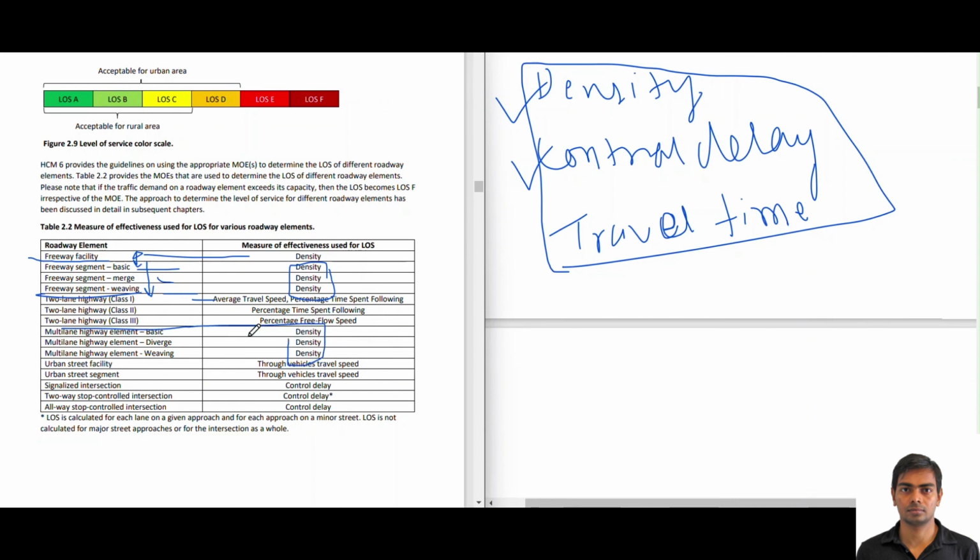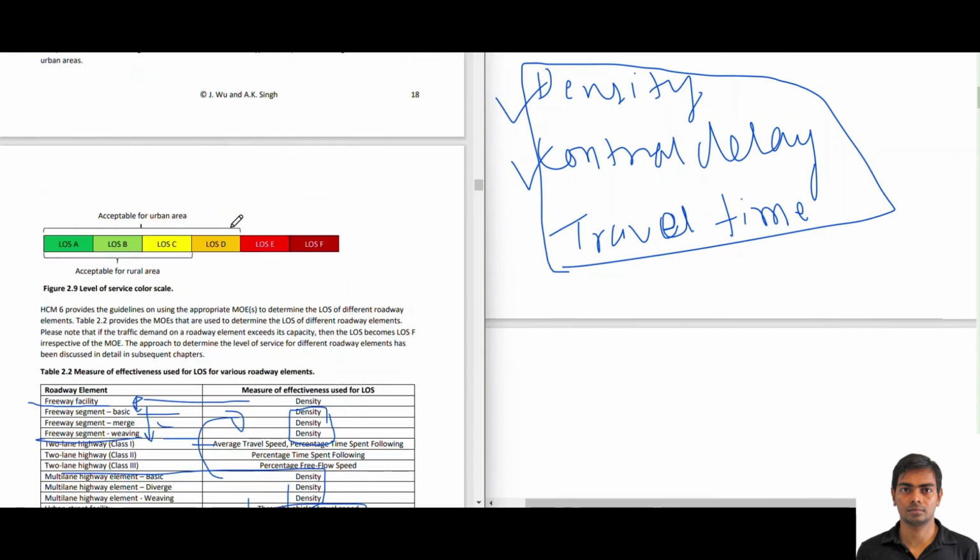Multi-lane highway is density, same as the freeway. Urban street segment is based on through vehicle speed, and signalized intersection, like I mentioned, is control delay. Two-way stop control is control delay, but we are only looking at the worst approach. There is no definition of level of service for two-way stop control. However, in practice, we look at the worst approach. So level of service is calculated for each lane of a given approach, and for each approach on the minor street. Level of service is not calculated for the major street approach. And then all-way stop control is also control delay.